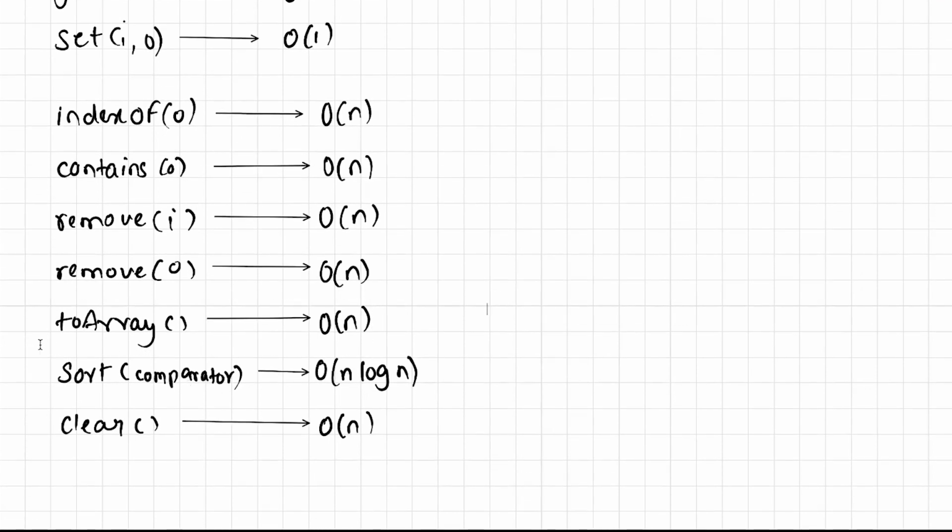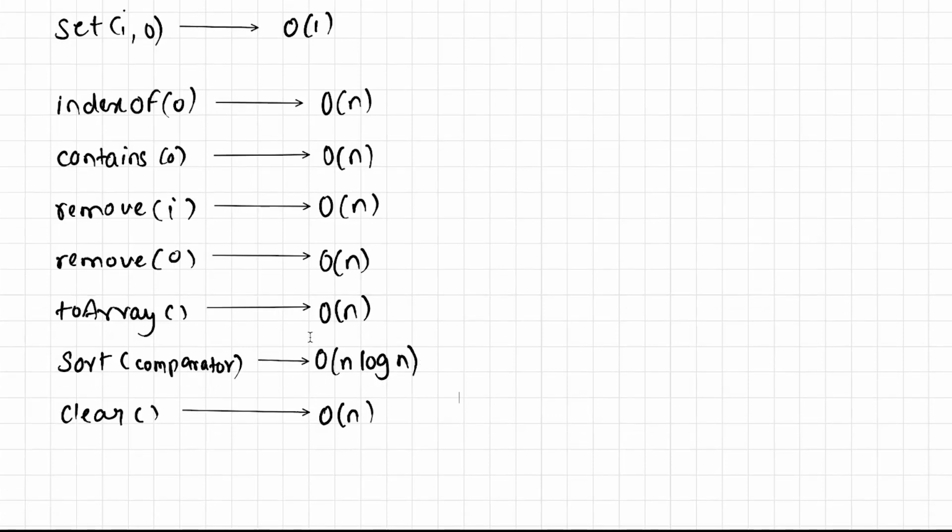The next method is the sort method. The sort method takes n log n time to sort the elements in the array. Okay? In the worst case, it takes big O(n log n). Okay? And the last but not the least is the clear method. This clear method is used to clear all the elements in the array list, and to clear all the elements in the array list, it has to traverse all the elements to mark them as null. So that is why the time complexity is big O(n).